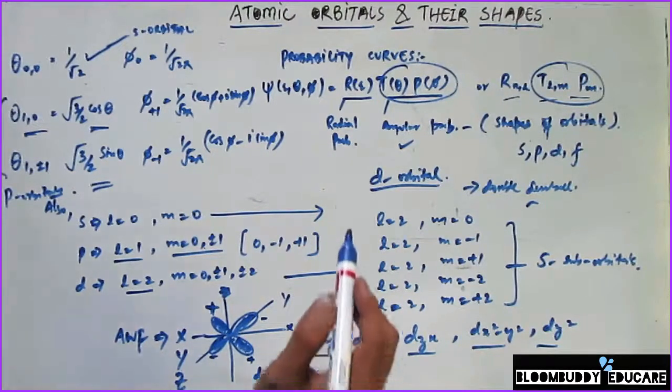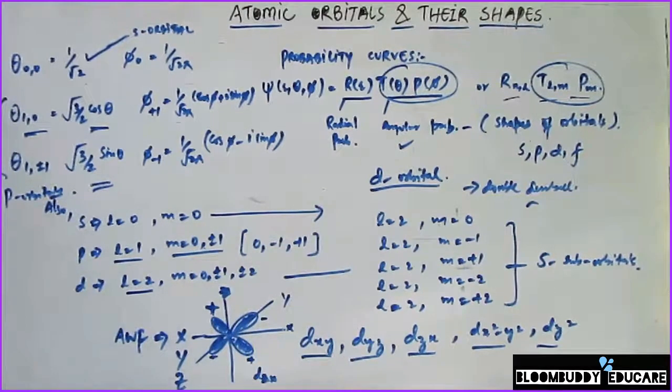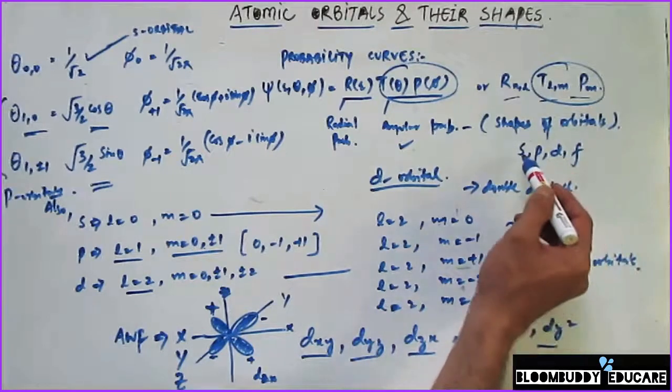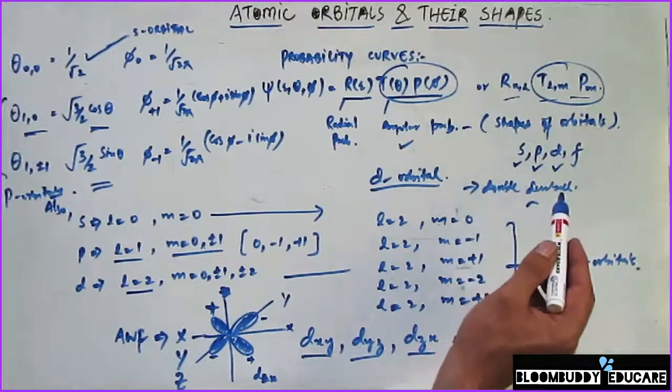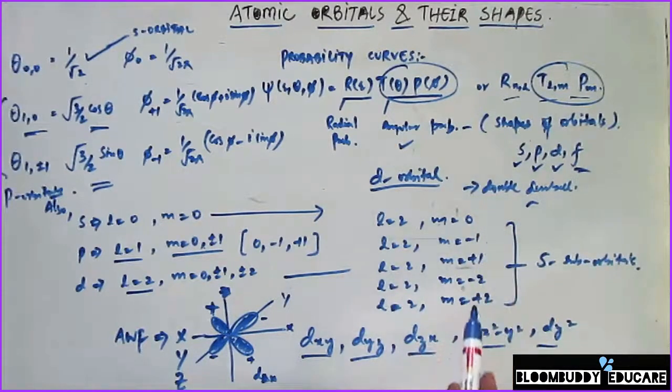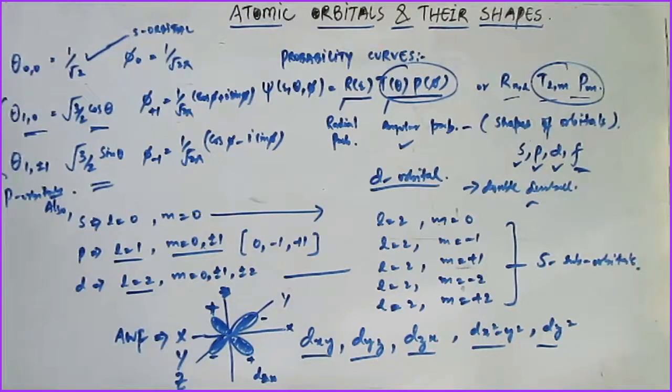So now we have seen the probability curves, we have seen the radial probability, we have seen the angular probability, and with angular probability we try to deduce the shapes of the sharp, principal and diffuse types of atomic orbitals. For fundamental it's more complex. So I think that pretty much wraps up my lecture for today. That's the atomic orbitals and their shapes.